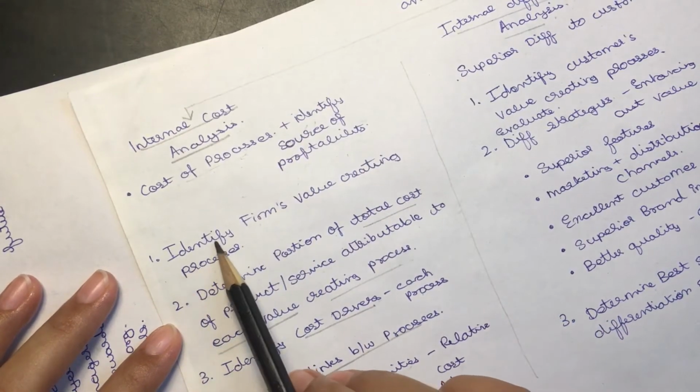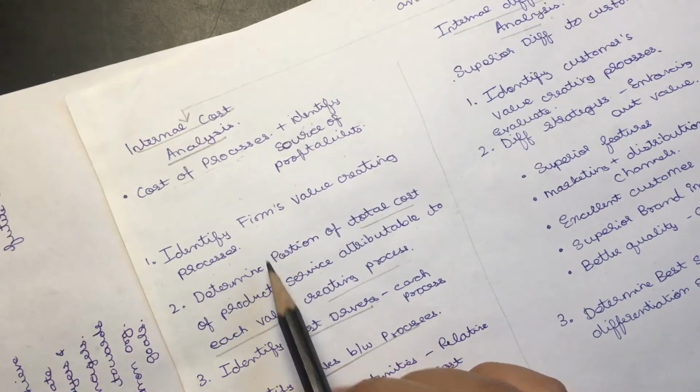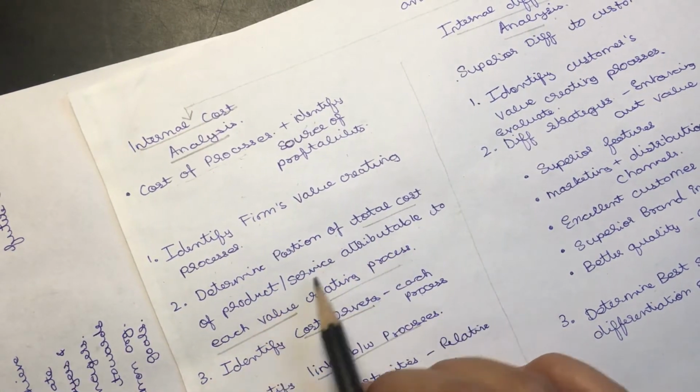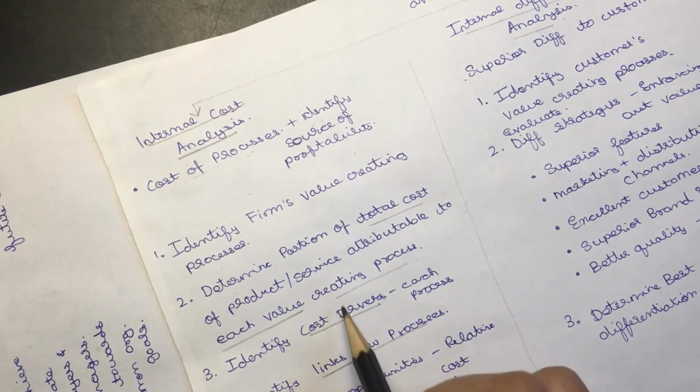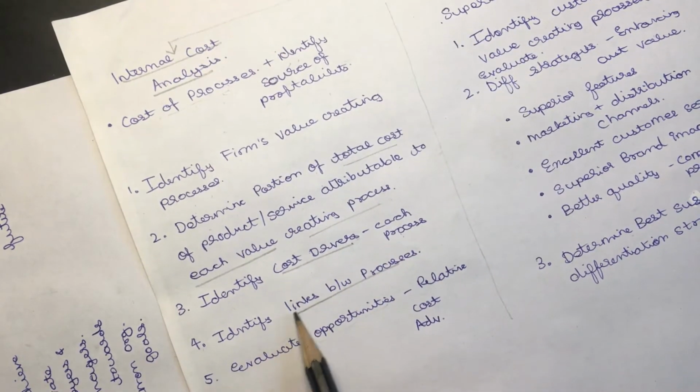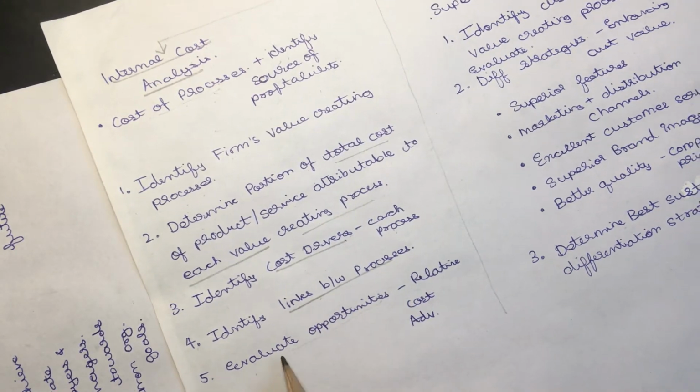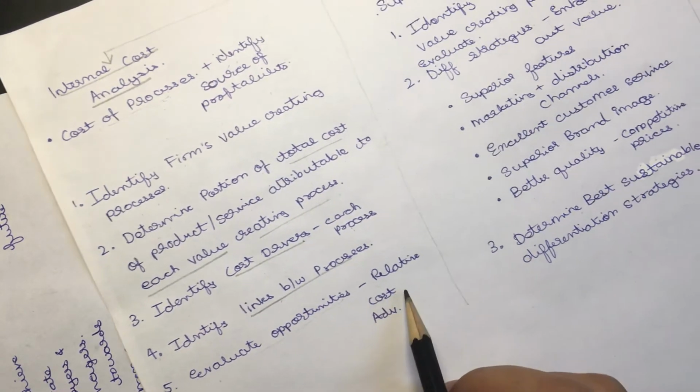Here the steps are: the first step is identify the firm's value creating processes. The next is determine the portion of total cost of product or service attributable to each value creating process. The third is identify the cost drivers for each process. The fourth is identify the links between processes, and the fifth is evaluate the opportunities for achieving relative cost advantage.